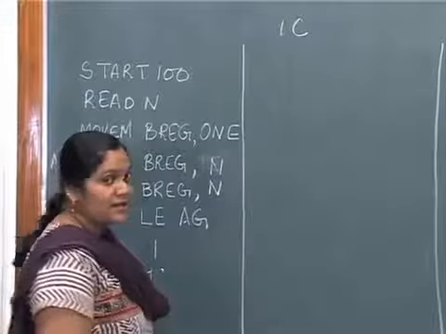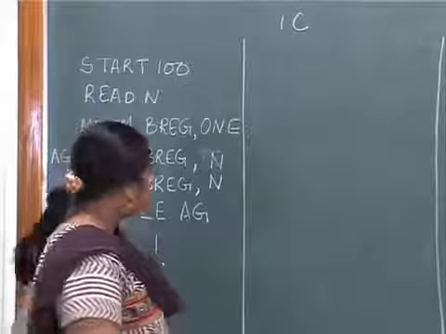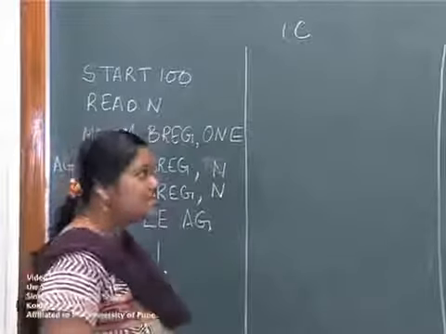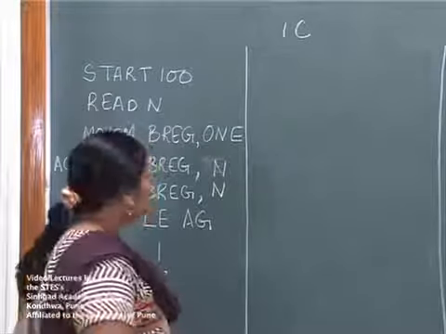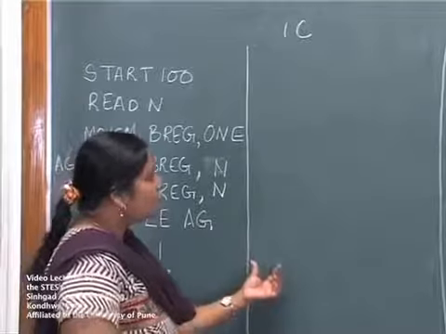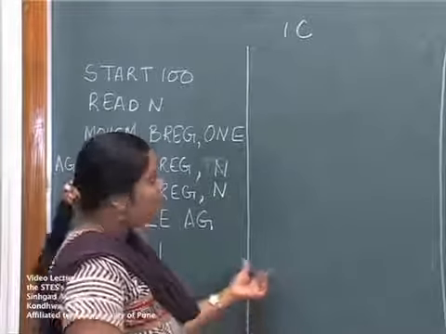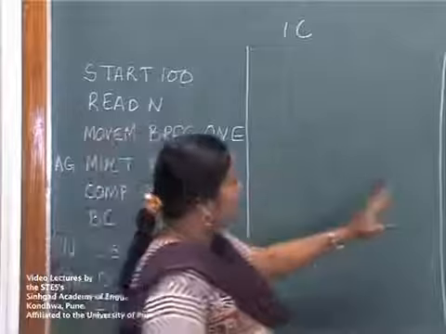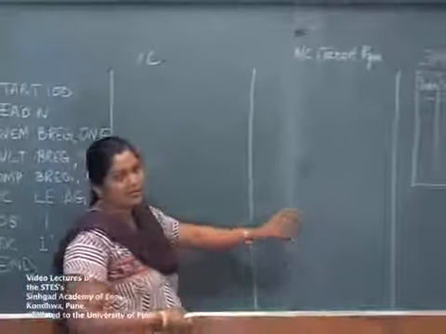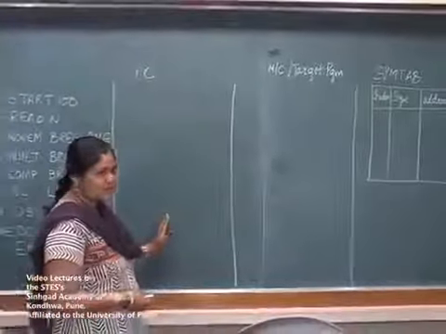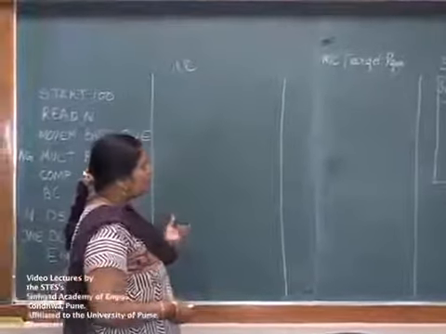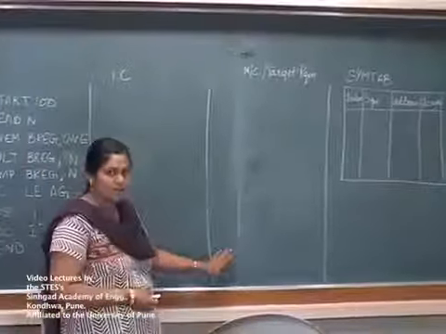We are going to study how to generate the intermediate code, create the symbol table, which is the function of pass 1, and then how we generate an equivalent target program given the intermediate code. That is, we are going to see the functions of pass 1 and pass 2.